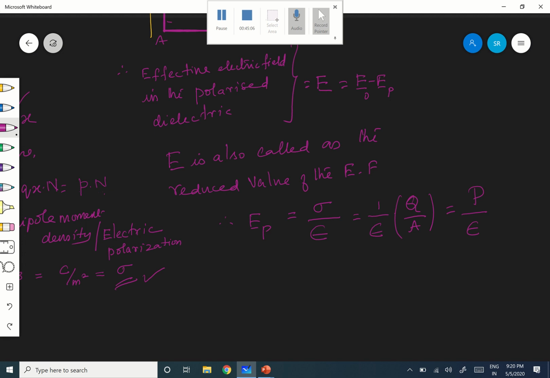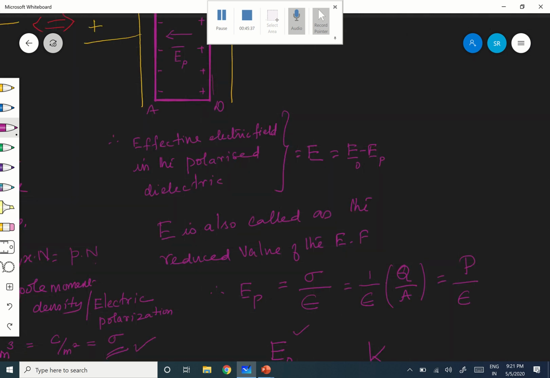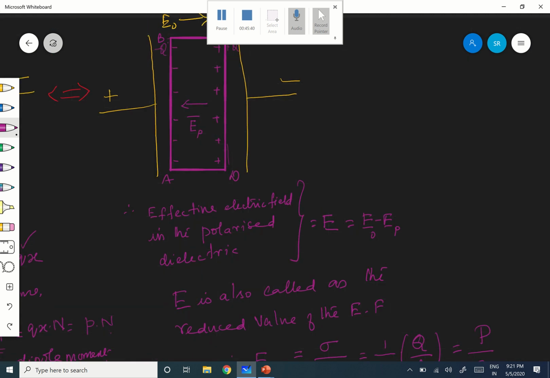Are you following? Right. Now, very important one. See, it is found that the ratio, in the case of the dielectric polarization, E naught by E. Now, what is E naught? E naught is the applied field. What is E? The reduced value of the electric field in the dielectric. That gives you automatically the dielectric constant of the slab. Here, what is the net field inside, E? That is equal to E naught minus EP. Correct?